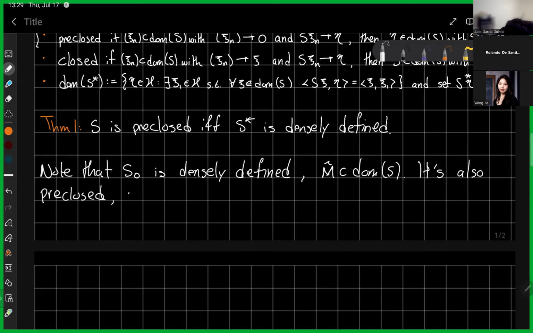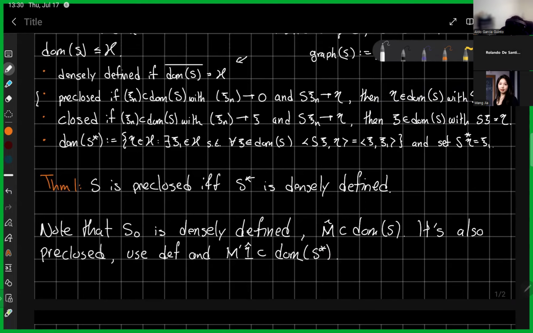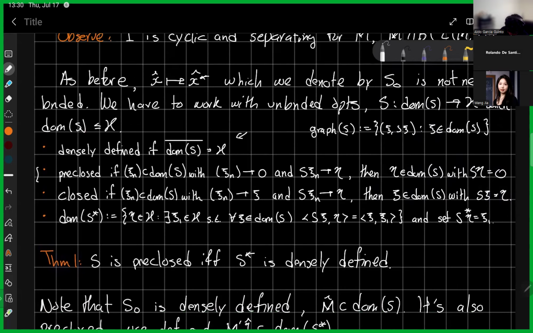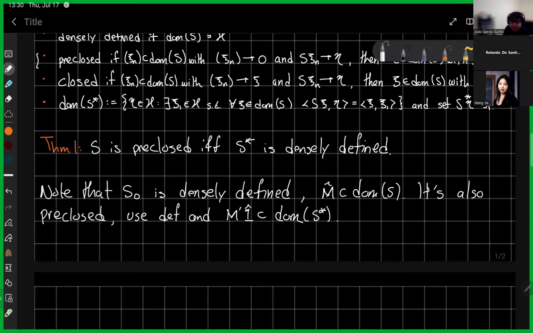You can just use the definition, or you can use the result above and show that M prime one hat is actually contained in the domain of S adjoint. And so my comment before, where one hat is cyclic and separating for both M and M prime, will give you that S star is densely defined, giving you closability.